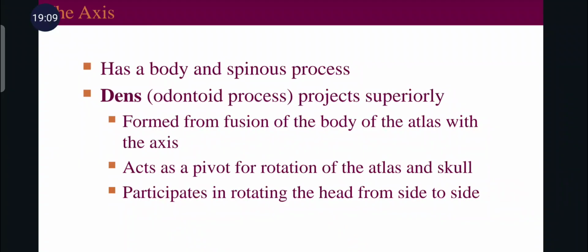The next cervical vertebra, or second cervical vertebra, is the axis. It has a bony spinous process. It also has the dens or odontoid process, which projects superiorly. It forms the fusion of the body of the atlas with the axis. It acts as a pivot for rotation of the atlas and the skull. It participates in rotating the head from side to side, or nodding the head to say no.